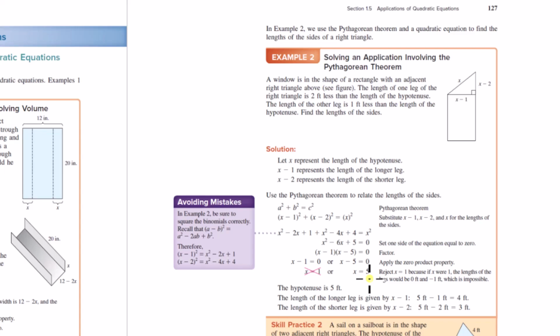But I'm just going to tell you to try and think about this on your own. Math is just a tool. It's a man-made tool that we use to solve problems. This gave us the answer to our problem. We have a window, and then there's a right triangle above the window. We know that one leg of the right triangle should be 2 feet less than the length of the hypotenuse. The length of the other leg, 1 foot less than the length of the hypotenuse. So what should x be?